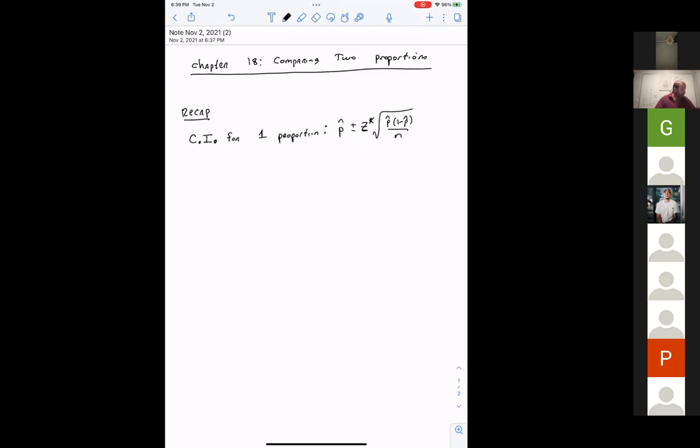And that was essentially the entire first chapter 16. And then we also did the plus 4 confidence interval. So we also had p twiddle plus or minus z star times the square root of p twiddle (1 minus p twiddle) over n. So this is also a confidence interval for one proportion, but this one was the small sample version.